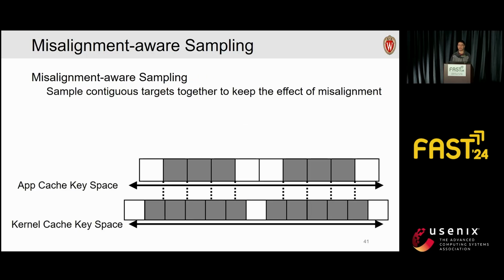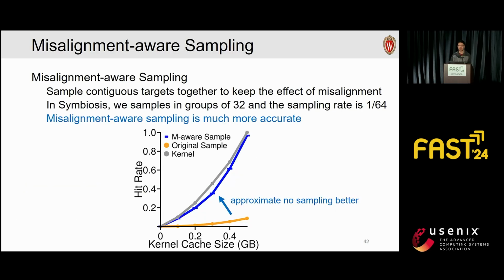Since the effects of misalignment are significant when contiguous targets are accessed, we propose misalignment-aware sampling that always samples contiguous targets together. In this example, we sample 3 contiguous blocks in the first layer as a group. Misalignment-aware sampling gives us a much more accurate result. In this graph, it is the blue line, and it approaches the hit rate curve of no sampling much better.